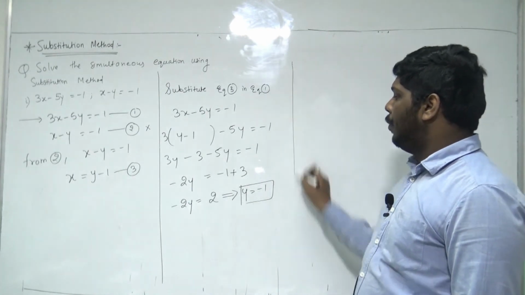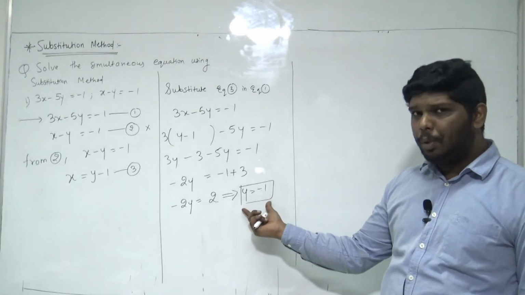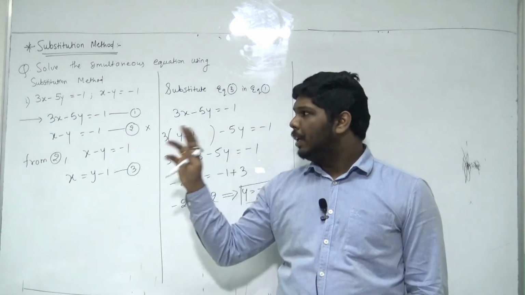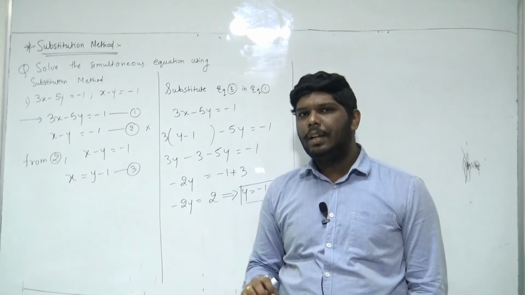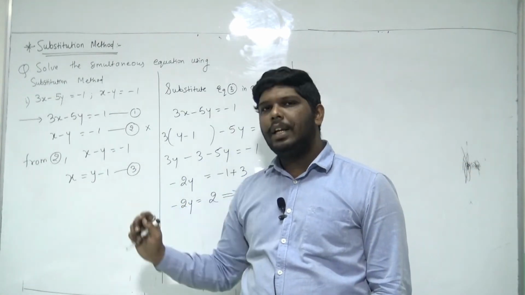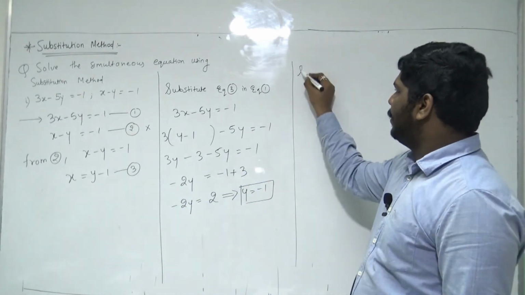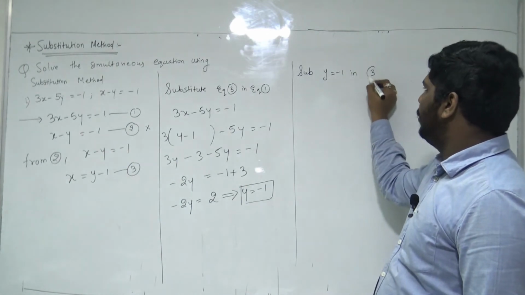Correct? Now once you get the value of y as minus 1, you are going to substitute this value of y compulsorily in equation number 3, not in the other equation. If you substitute in the other equation also you will get the answer, but as per the method we are going to substitute this in equation number 3, so that from there you will directly get the value of x. So I will say substitute y is equal to minus 1 in equation number 3.